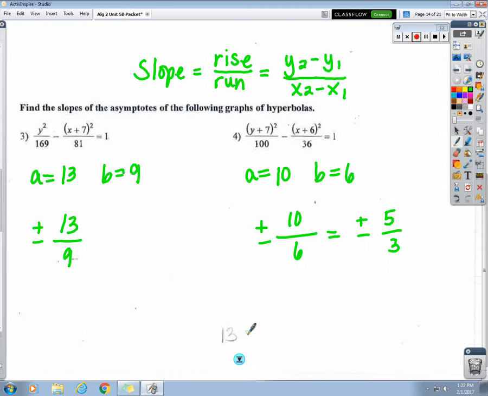No, because they're both correct. This one's just more simplified. Okay, so now turn to the back.